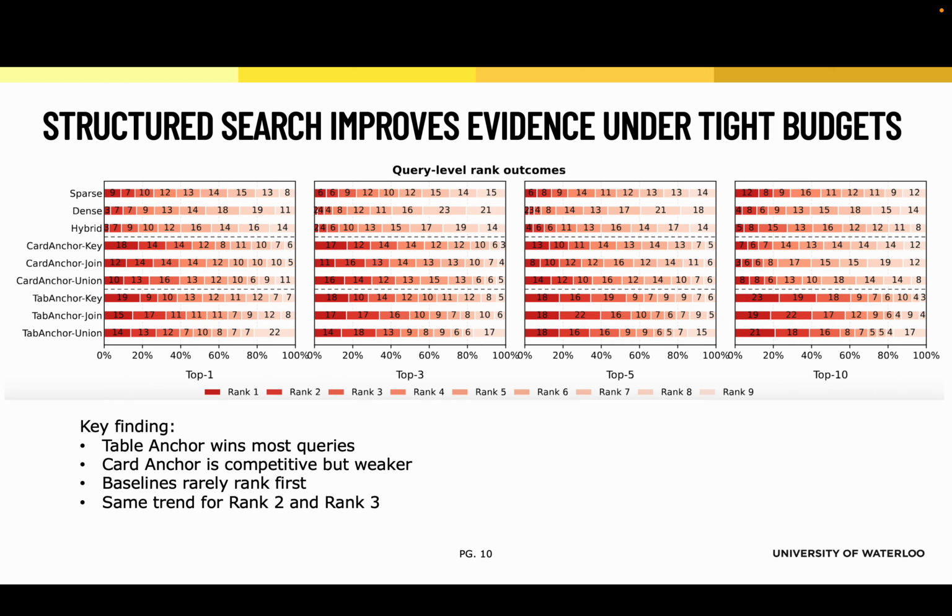We further compare how often each method ranks first across different queries. For K across the top 1, top 3, top 5, and top 10 settings, table anchor methods consistently achieve the largest number of first-place rankings. Card anchor remains competitive but gradually falls behind as the retrieval budget increases. In contrast, semantic retrieval baselines rarely rank first. A similar trend can also be observed for second place and third place rankings. These results further demonstrate that table anchor produces stronger and more consistent retrieval quality across different queries.